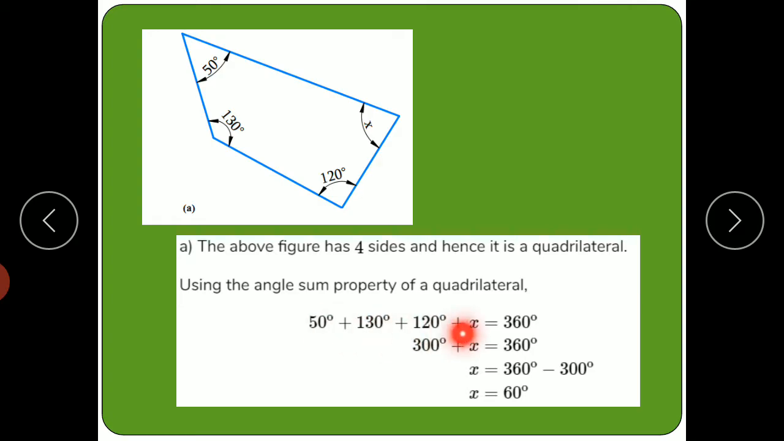So as usual, it became an equation. Let's add the constant terms: 50 plus 130 plus 120 gives 300, so 300 plus x equals 360 degrees. To get x, the 300 goes to the other side as minus 300, and subtracting, we get x equal to 60 degrees. Shortly, how can you do it? Just take the sum of these three measures away from 360 degrees, and you get the value.